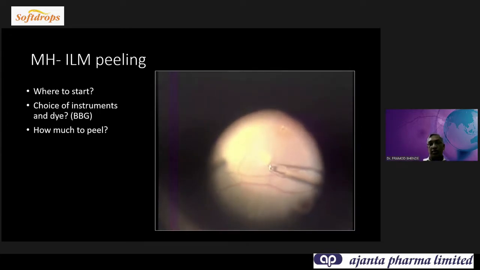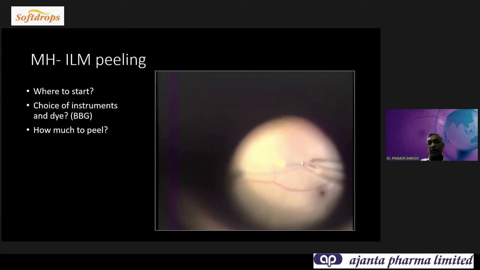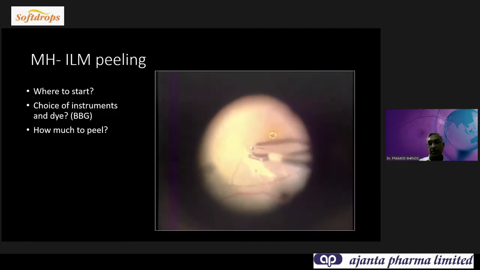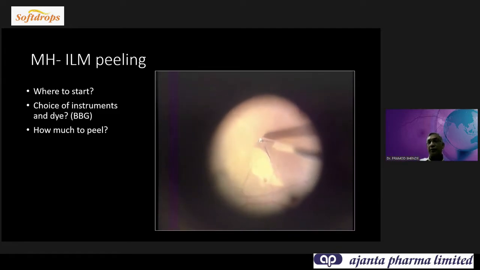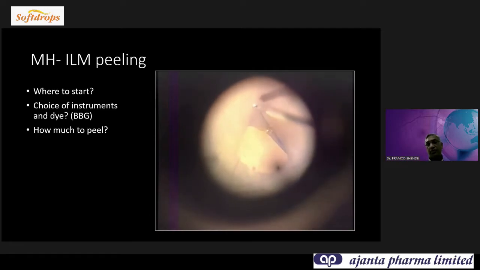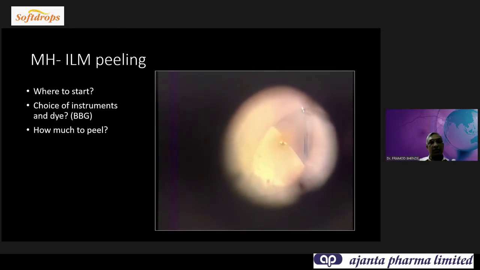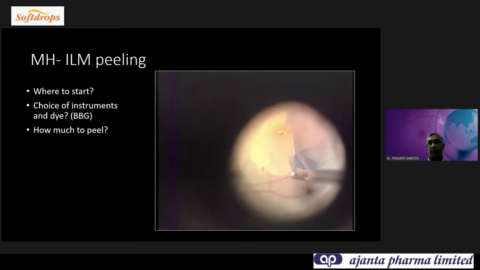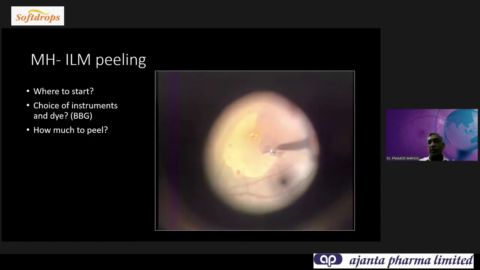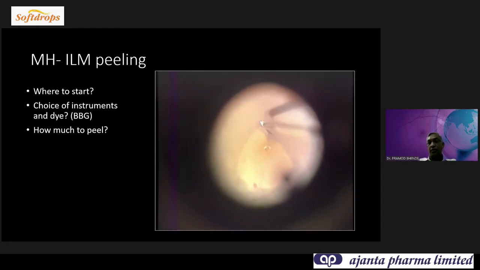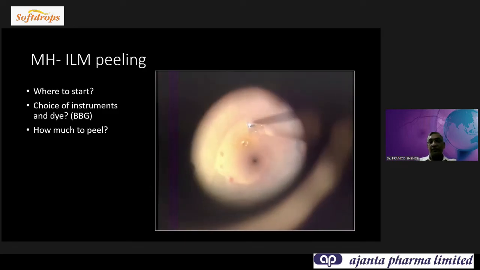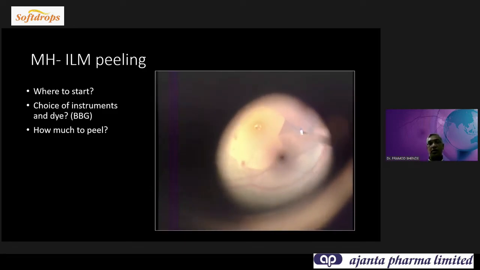Typically, you can start on the temporal side most of the time, but wherever you feel the edge is, you are able to grasp it. I prefer to pinch with the forceps directly and start peeling. Of course, we use BBC and BBG, but before that, you have to ensure that the posterior hyaloid is detached, a complete vitrectomy is done in most of these cases. And this is what and how much to peel.